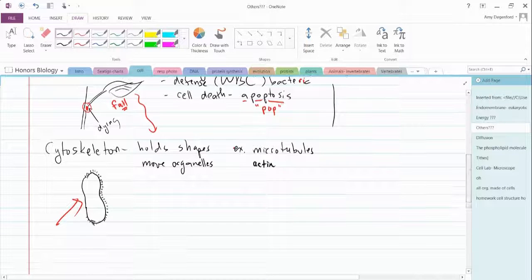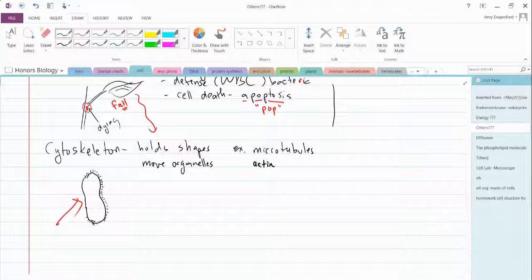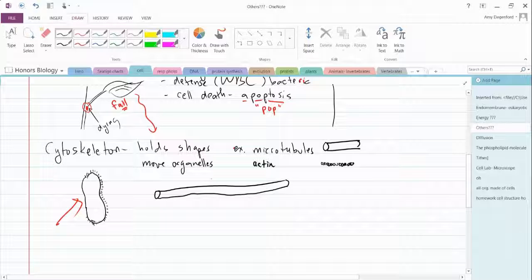What about our cytoskeleton? Well, the cytoskeleton includes proteins such as microtubules, and microtubules make these big hollow tubes. And then we have actin, and actin proteins are very small, and so they make smaller little protein chains. And the idea of the cytoskeleton is that it is an internal framework. It holds the shape of the cell. It can also move organelles. And it does so because these microtubules form these big highways.